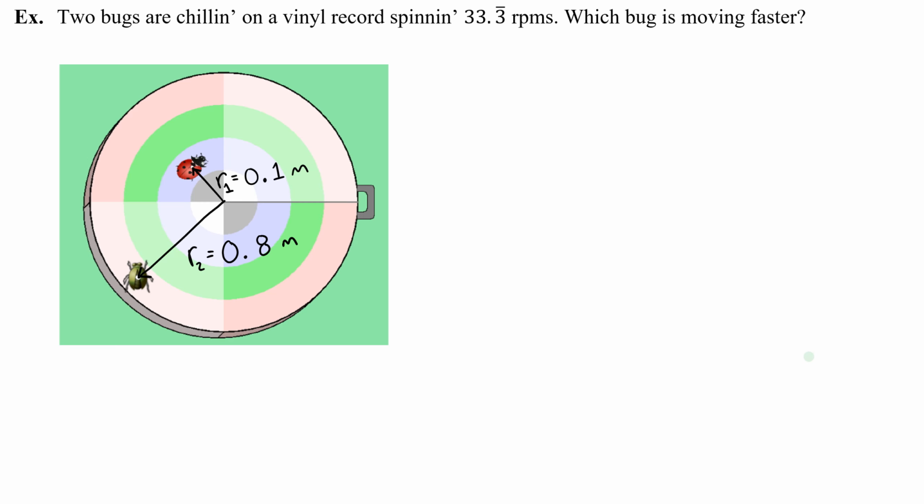Two bugs are chilling on a vinyl record spinning 33.3 RPMs. Which bug is moving faster? So this is the problem that we were looking at before in the demonstration. And I've written two radii down for the bugs, the green and the red, so that we can actually get some numbers out of this.